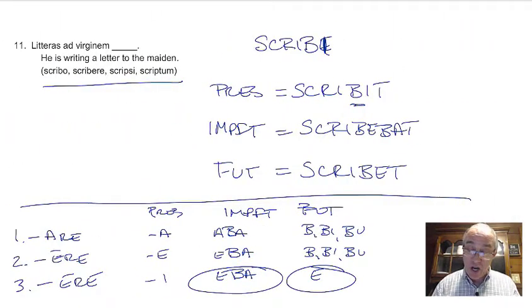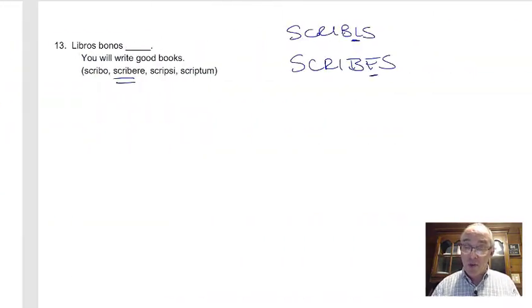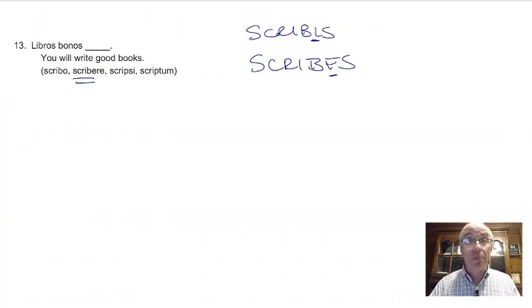See how we go over here? In the present tense, I is the sign for an ERE, a third conjugation verb, and the E is the sign for the future. So that's the difference between scribis, you write, scribes, you will write.